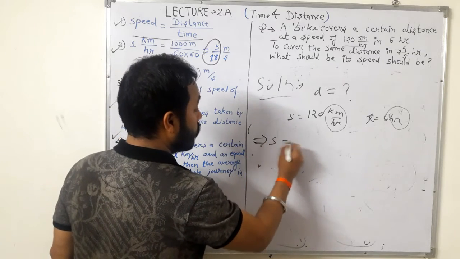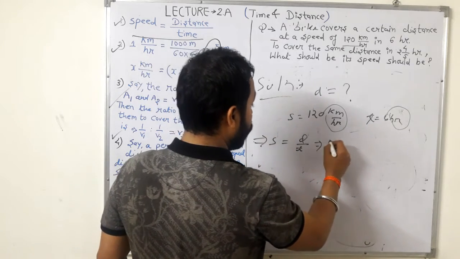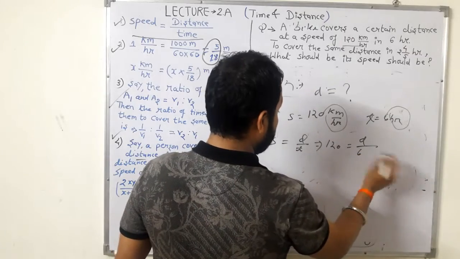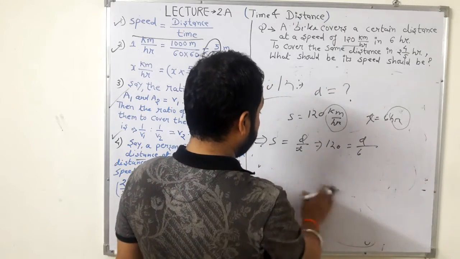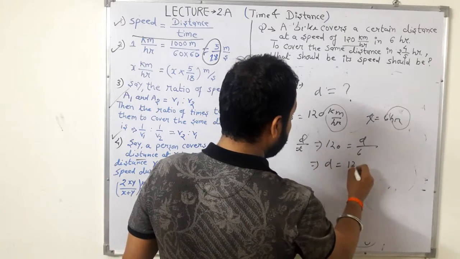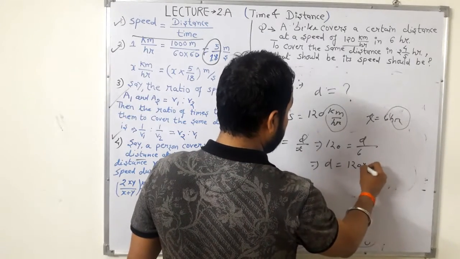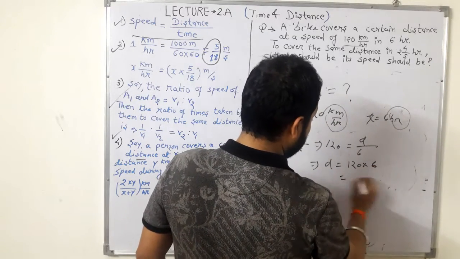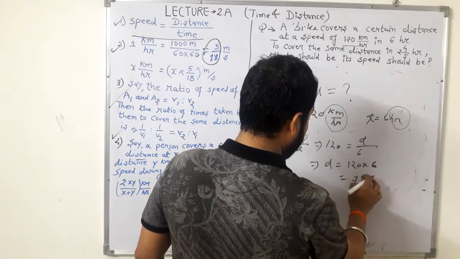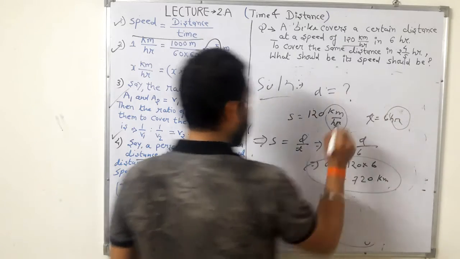We know speed is equal to distance divided by time. Speed is 120, d that we need to find out, time is 6 hours. So d will be how much? Distance will be 120 into 6, that is 720 km. So this is the distance.